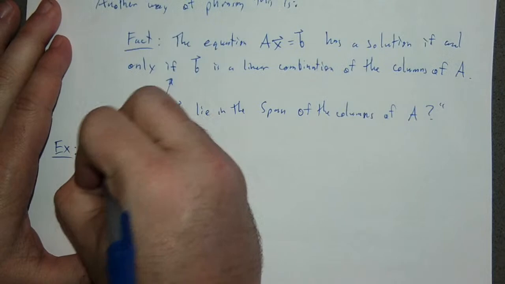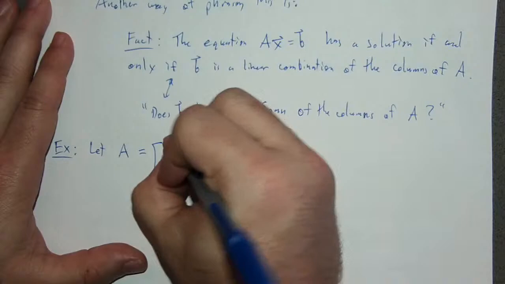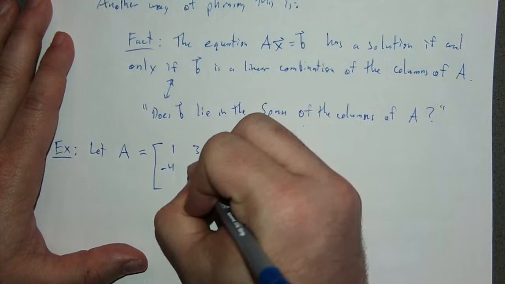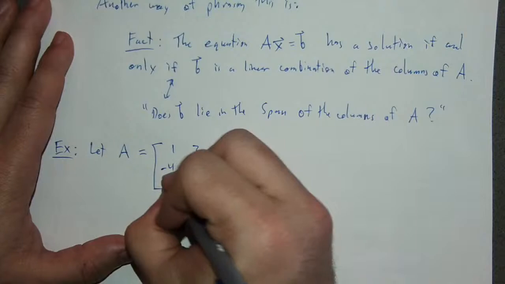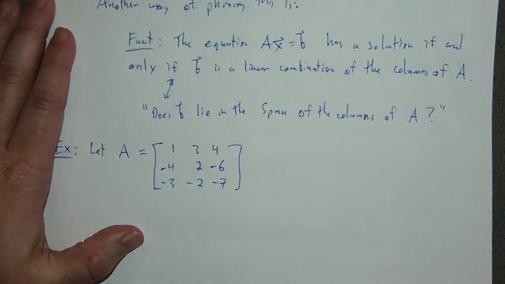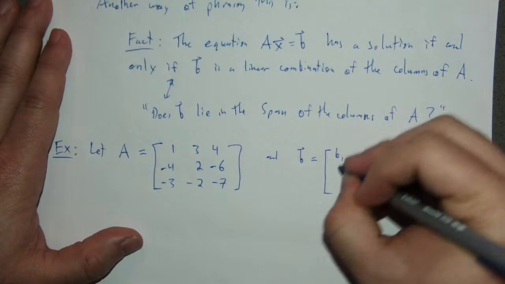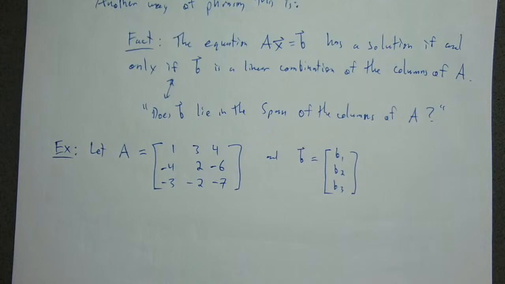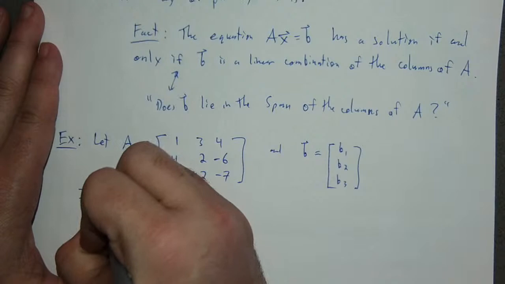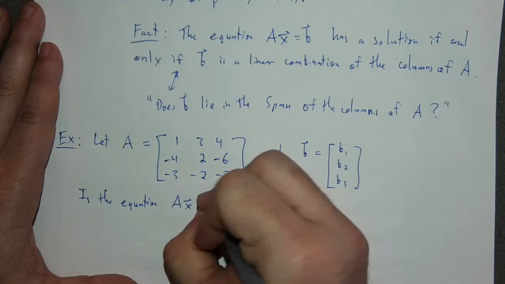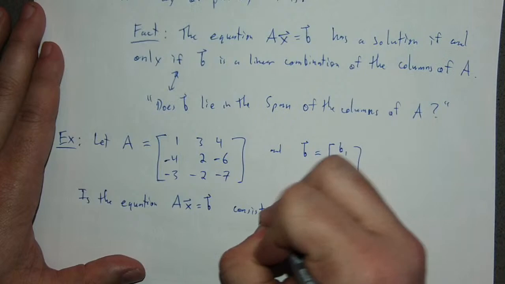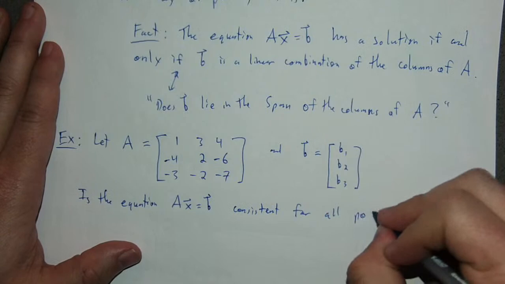Let's let A be the matrix, and I'm going to read row-wise: 1, 3, 4, minus 4, 2, minus 6, and minus 3, minus 2, minus 7. And let B be completely general, so B sub 1, B sub 2, and B sub 3. So the question is, is the equation AX equals B consistent, that is, does it have at least one solution, for all possible B1, B2, and B3?